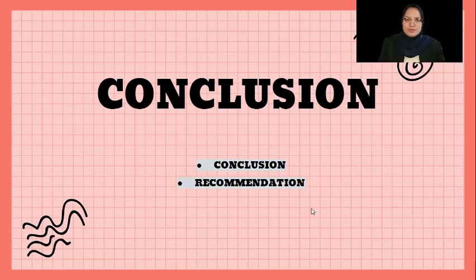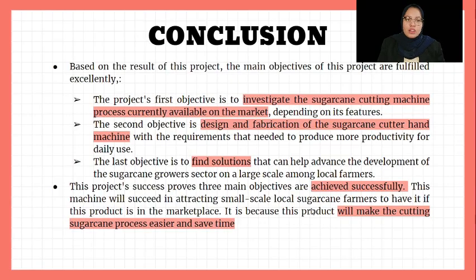The conclusion. In general, we have accomplished all of our objectives. Aside from that, the project was completed effectively and was able to assist small-scale local sugarcane farmers in Malaysia. It is believed that the advantages of this machine will attract farmers, such as the potential to save money and time for cutting and packaging.